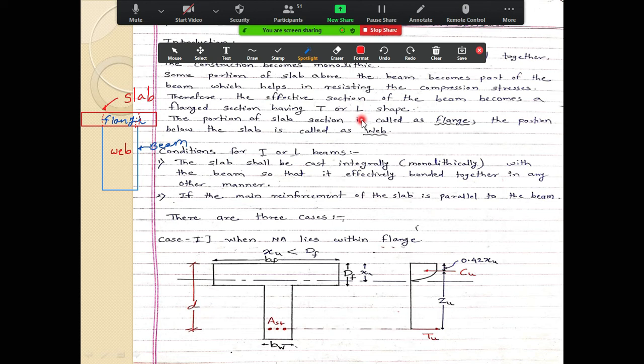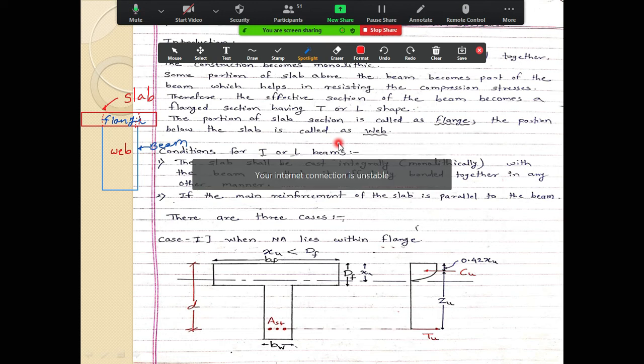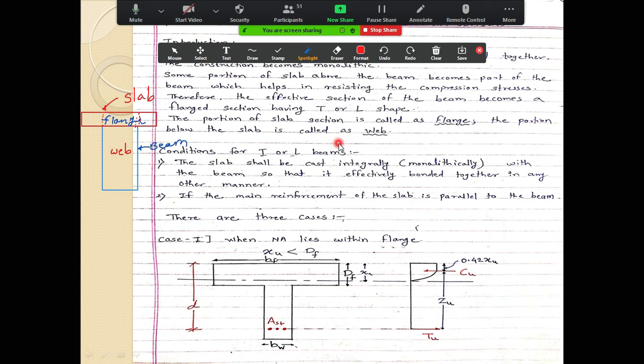Is it clear now? Now the portion which is above the slab, sorry, the portion above the beam is called as slab, and the portion below the slab is called as web. Okay, that is what I have told you here. Is it clear now? Are you getting something out of it? Yes, no? Or are you still having a problem in T action? Yes, sir. Okay, so shall we move forward then?